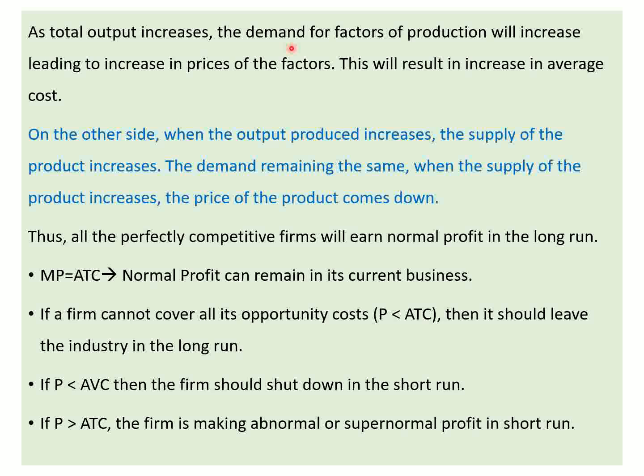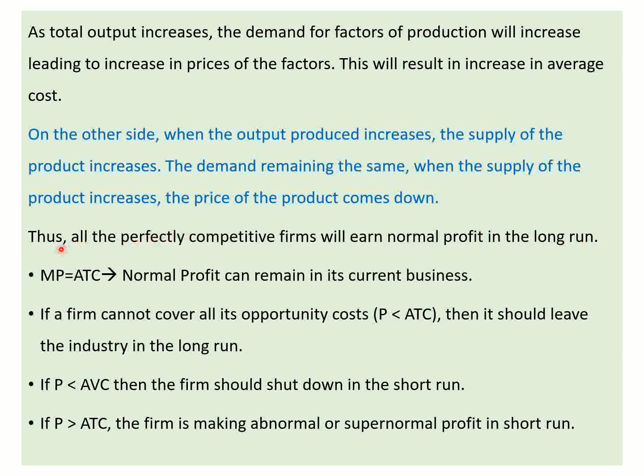This is one case. On the other hand, the other case is when the output produced increases, the supply of the product increases, the demand remaining the same. When the supply of the product increases, the price of the product comes down. Thus, all the perfectly competitive firms will earn normal profit in the long run.